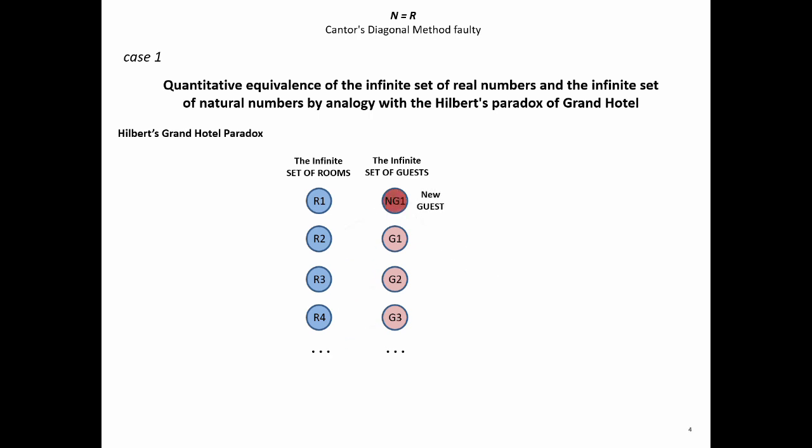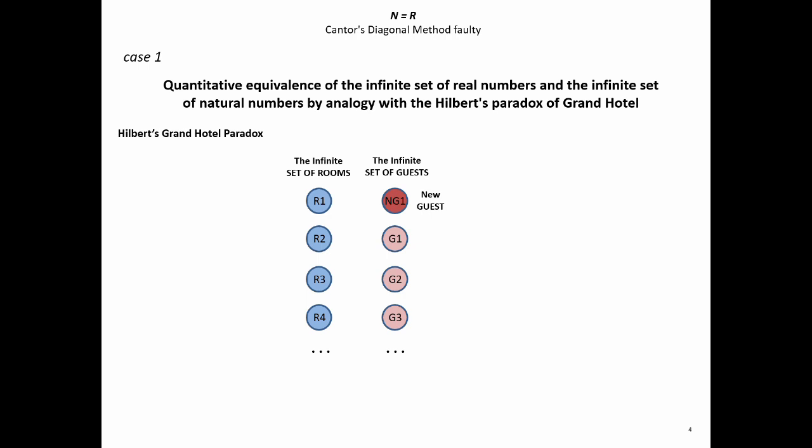Finally, we have new guest NG1 in room number 1, previously present in the hotel guest 1 in room number 2, guest 2 in room number 3, guest 3 in room number 4, and so on. Regardless of what quantity of new guests will be accommodated in the hotel, the infinite set of rooms will represent always the same quantity of elements as the infinite set of guests, previously present and new ones.